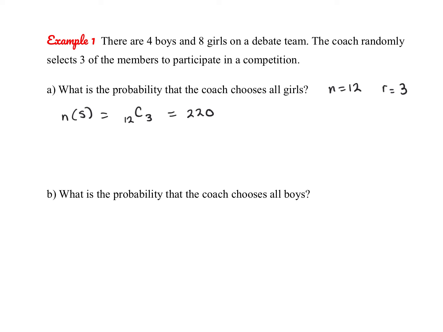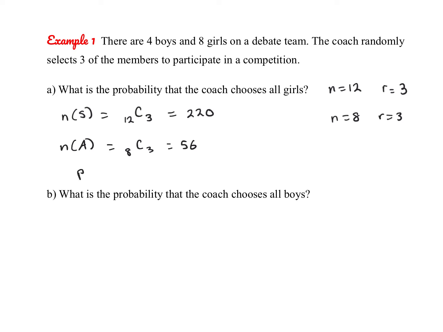But then we want to know the probability that the coach chooses all girls. So for that portion, the number of girls is 8, and they're still choosing 3. So we want to know how many different ways could the coach choose 3 girls out of the 8 girls. So let's call that event A. So here we do 8 choose 3. And again, you can do this in your calculator. And you get 56.